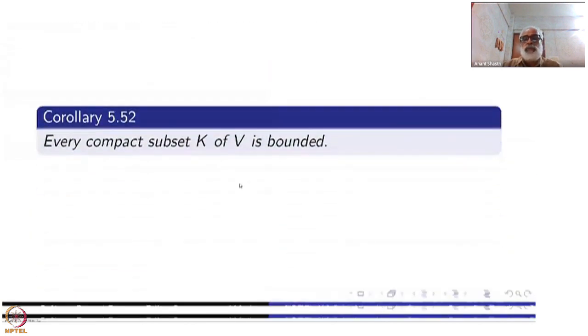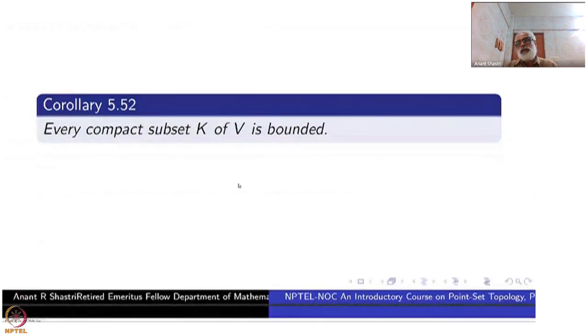Now we will slowly, these are fundamental results. Now we will slowly arrive at some concrete results. Every compact subset K of V is bounded.